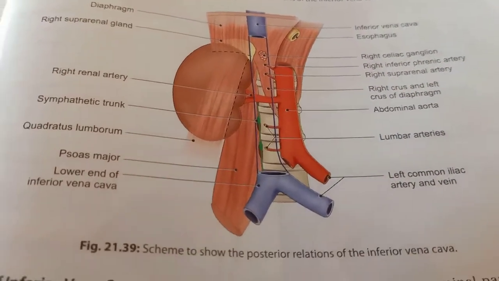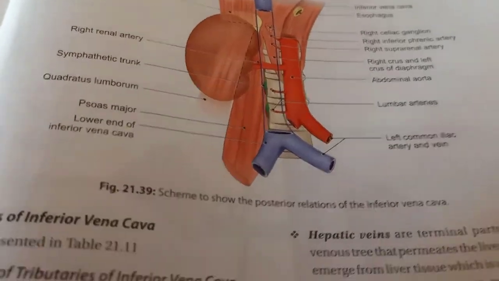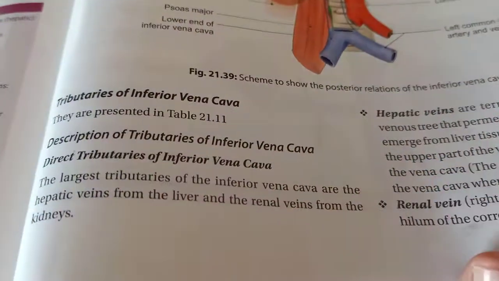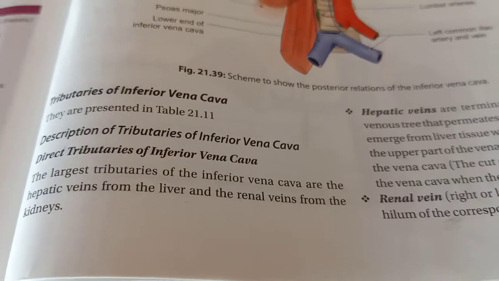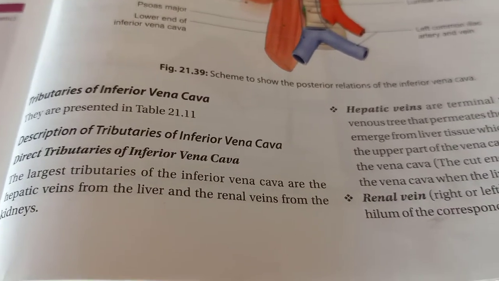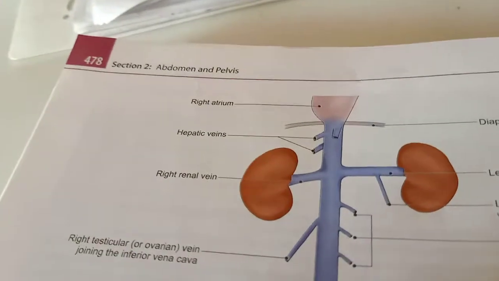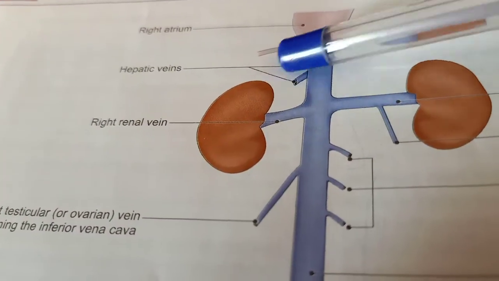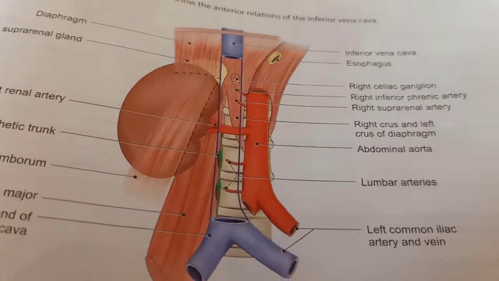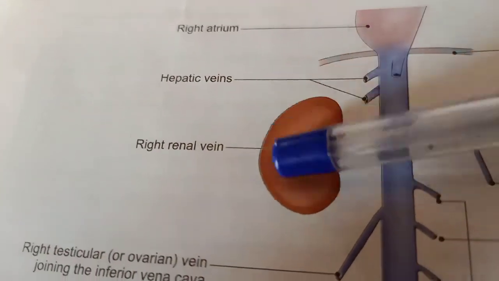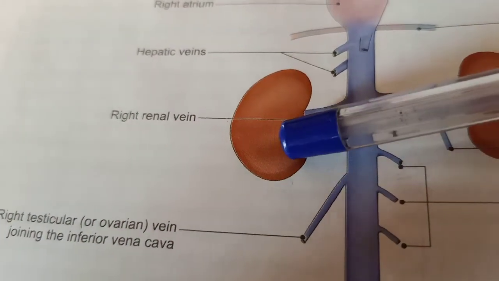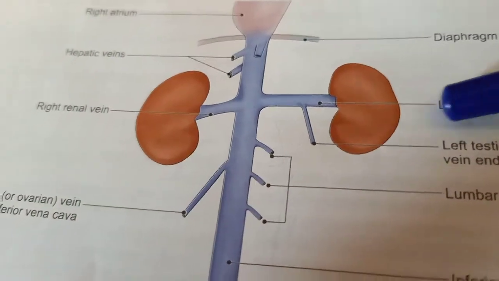These are the branches of the abdominal aorta which form the posterior relation of the IVC. Now we'll go to the tributaries of the IVC. There are direct tributaries, which drain directly into the IVC. First tributary are the hepatic veins: the right, middle and the left hepatic veins. The next is the renal veins. There is a right renal vein and a left renal vein.